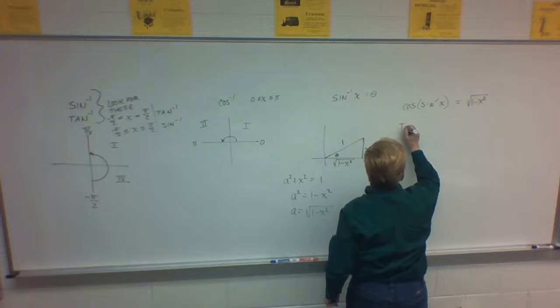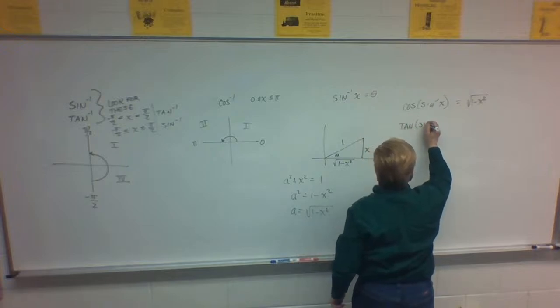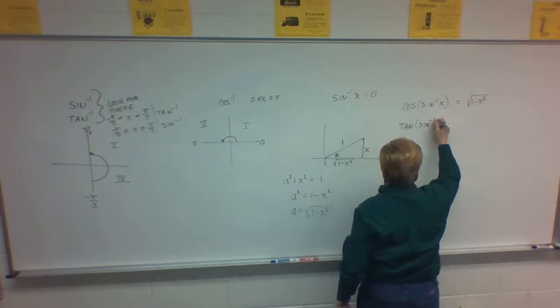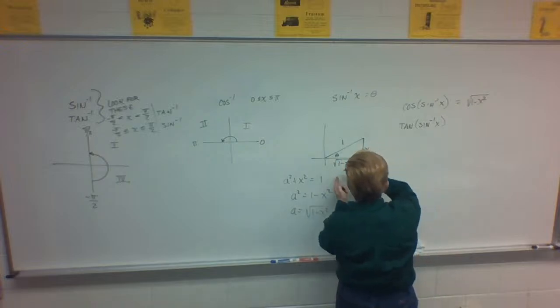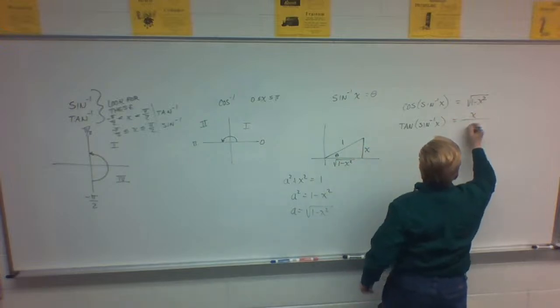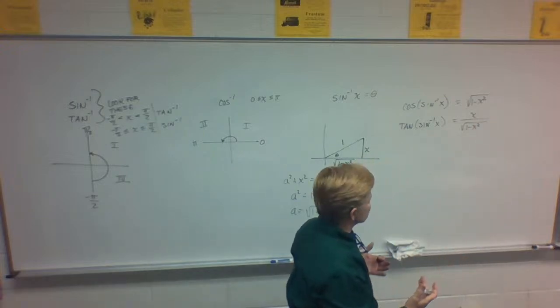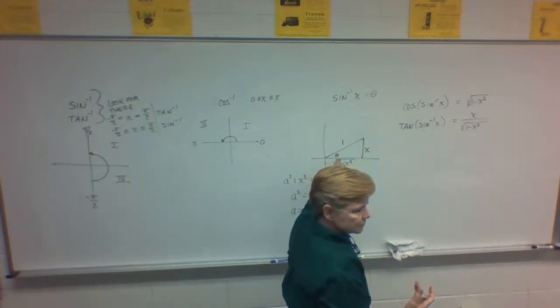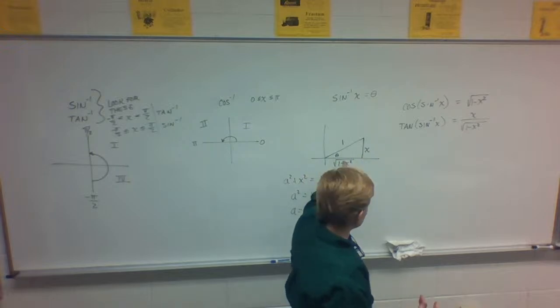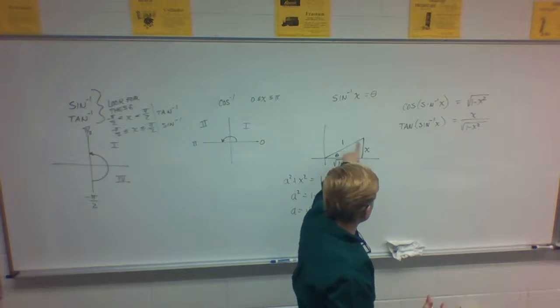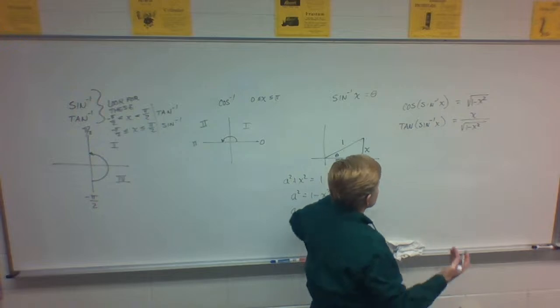They want you to find the tangent of the inverse sine of x, which means the tangent of theta, which would be x over the square root of 1 minus x squared. You following? It's not as bad as it looks. The inverse sine of x is theta. So you're tangenting theta based on this triangle. Once Pythagoras gave you all 3 sides, you just read it.